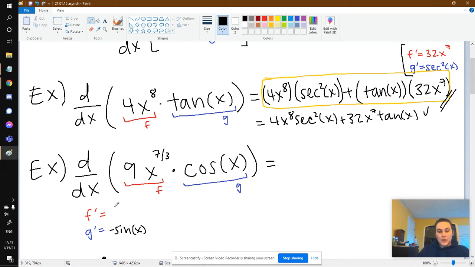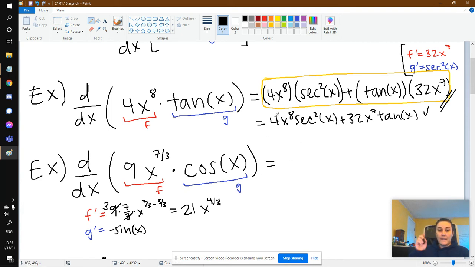The power rule says this one is: write the coefficient, multiply times the exponent, and then knock the exponent down by 1. Here's 7/3 minus 1. I'm going to write it as minus 3/3. Then I'm going to simplify a bit and say 9 divided by 3 is 3. 3 times 7 is 21. X to the 4/3.